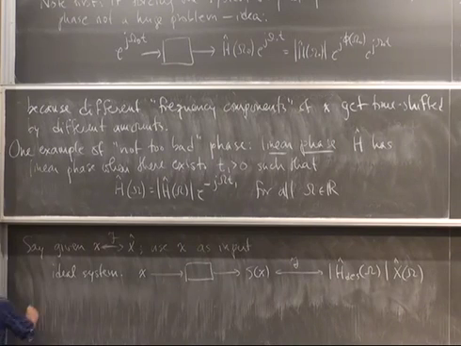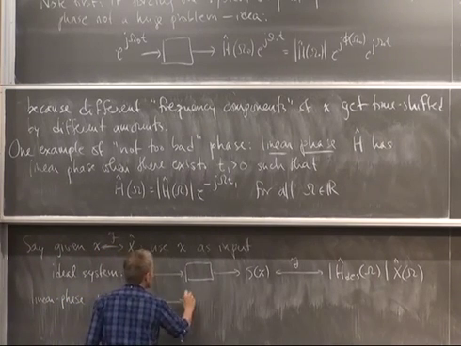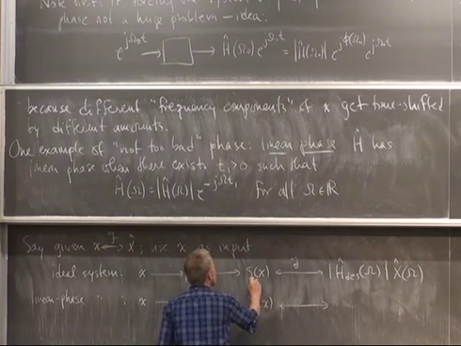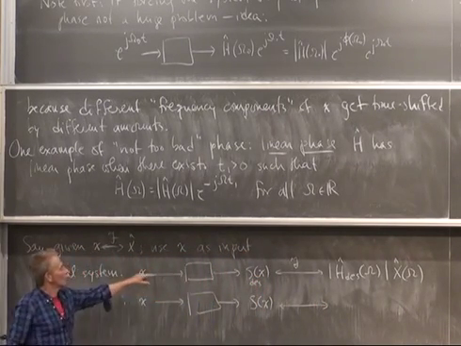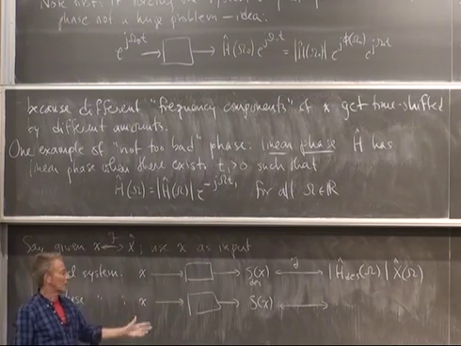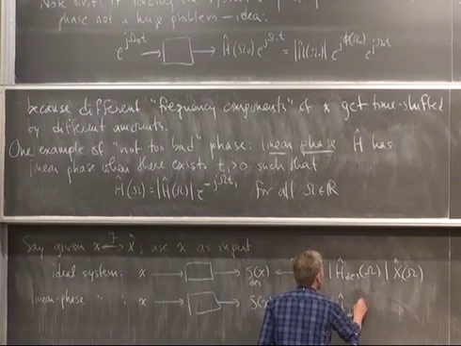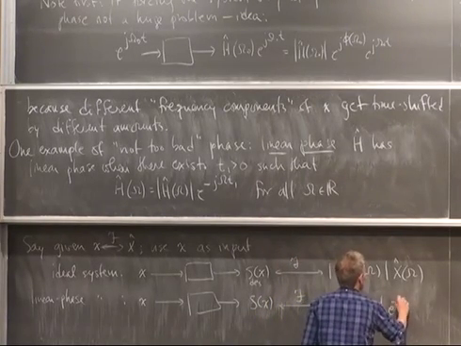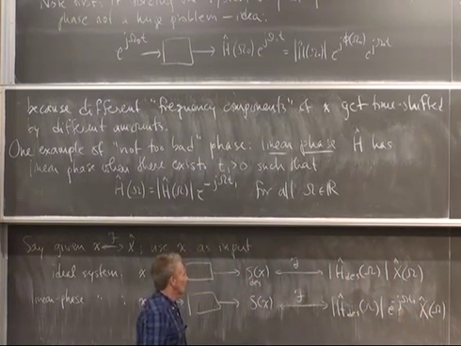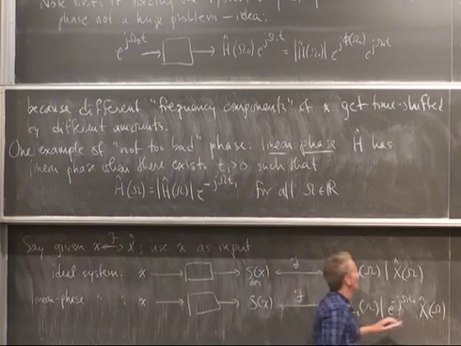The linear phase system, if you put x in there, let's call this one s desired of x, the one that would come out if we put it through the ideal system. And the one that comes out of the linear phase system, let's just call it s of x, that's going to have Fourier transform magnitude of h hat desired of omega times e to the minus j omega t1 times x hat of omega. And that's just equal to this thing times e to the minus j omega t1.